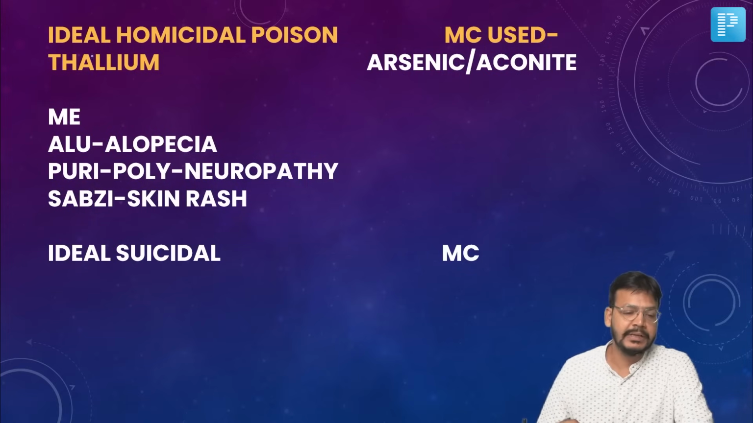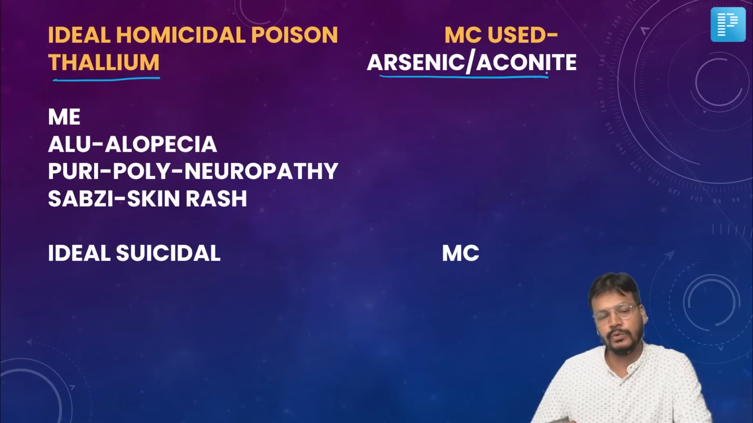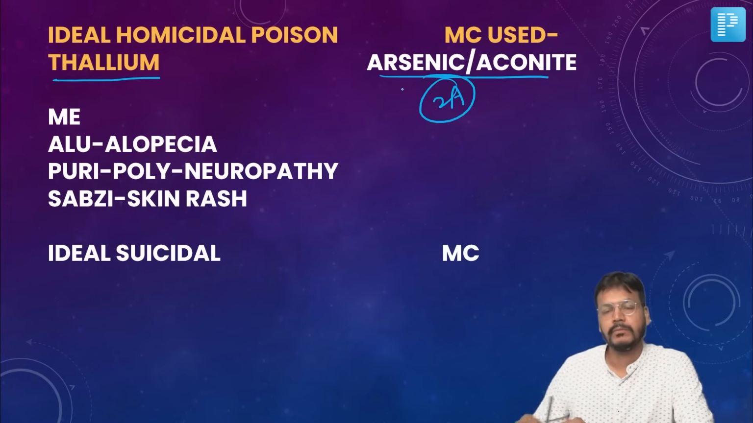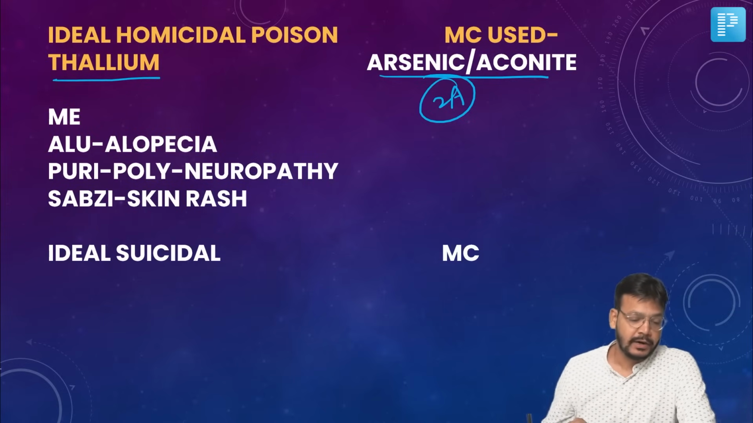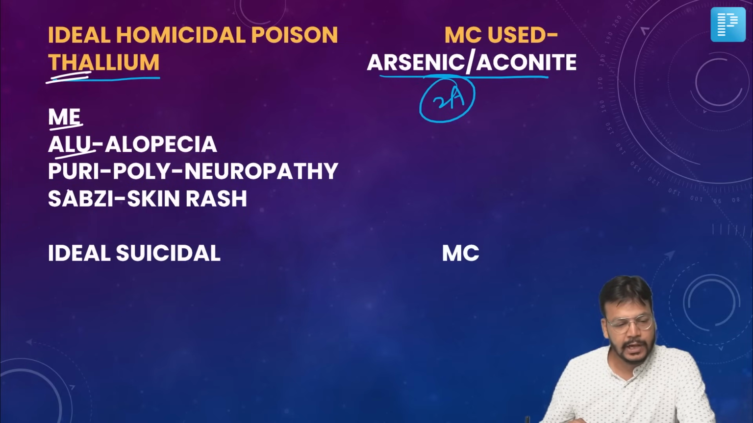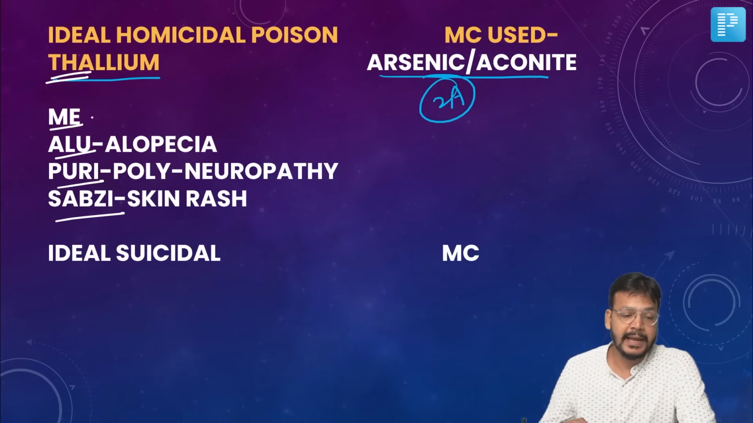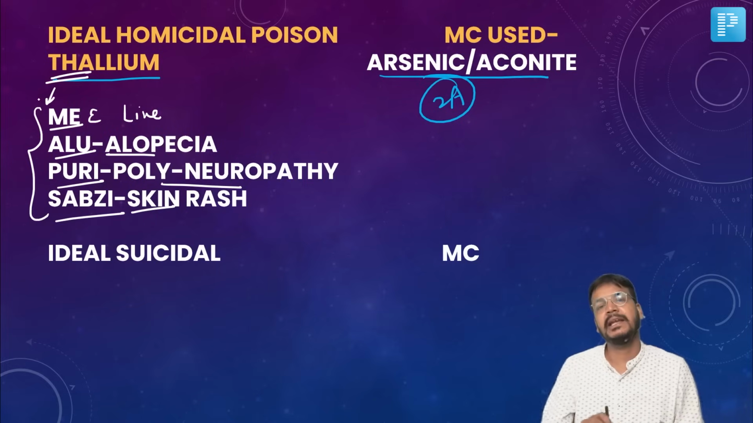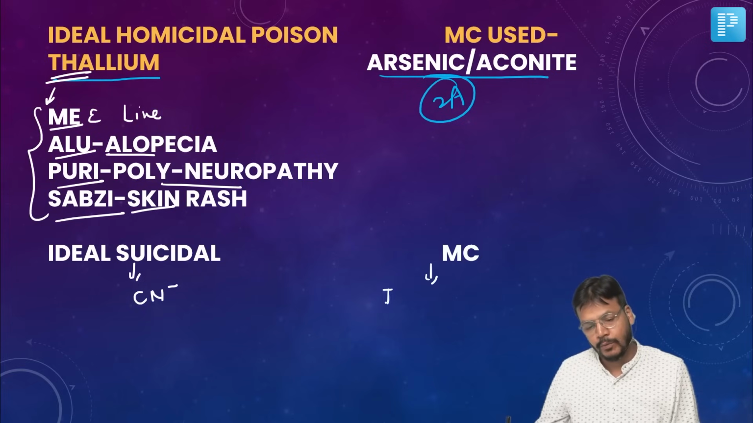Sir, the ideal homicidal poison is thallium and the most commonly used are arsenic and aconite. Very common 2A. Ideal is thallium. How to remember? थाली में देखो, थाली में आलू पूरी सब्जी. Thali mein Mees lines, aloo alopecia, poori polyneuropathy, sabzi skin rash. That is thallium poison. Ideal suicidal poison is cyanide. Most commonly used suicidal poison is insecticide.